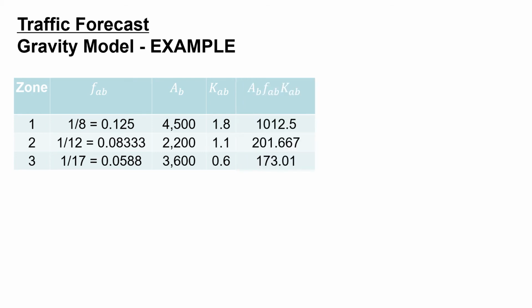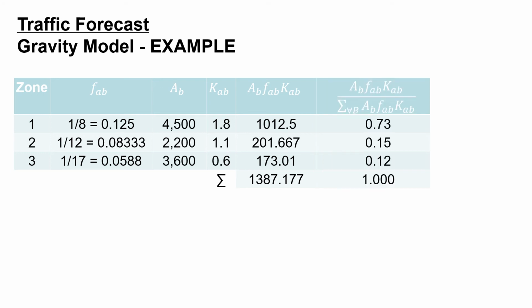Our next column is to multiply those three values. So for the first row, we would multiply 0.125 times 4,500 times 1.8 to get a value of 1,012.5. We're going to need to sum up this column. We get a summation of 1,387.177. And then basically we're going to use this column and that total to distribute the trips, our 1,100 trips.